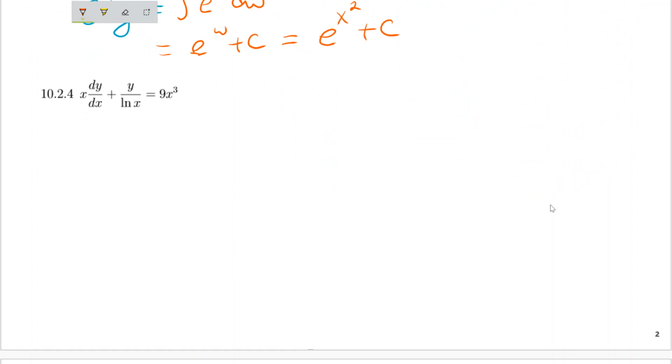All right. So this one is clearly not in linear form. Let's go ahead and see if we can put it in there. So the first thing I'm going to have to do is divide by x because I need to get dy dx by itself. Oh boy. So that's going to be dy dx equals y over x natural log of x. Oh no, not equals, plus. Ugh. Equals 9x squared.